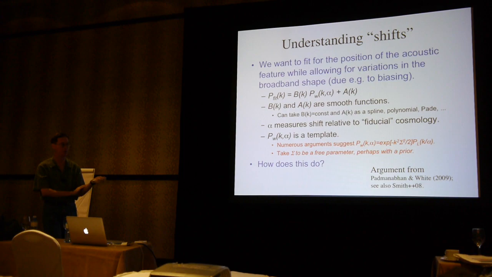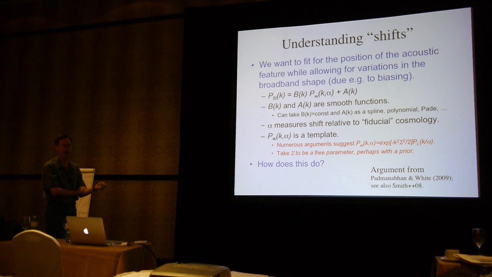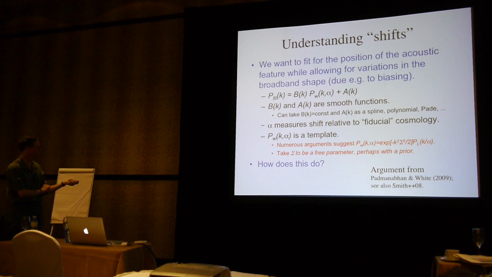Alpha is measuring this shift relative to some fiducial cosmology. We do have some clue as to what we're looking for after all. And this template I'm going to take to be this kind of Gaussian suppression times the linear theory, and you'll notice that the linear theory is scaled by this k over alpha. Right? And so if I move things to smaller scales, I would expect alpha to be greater than 1, for example. And I could take sigma to be a free parameter, or I could put in a prior, or I could just take the perturbation theory, and people disagree on exactly what you want to do. And so the question is, if I were to fit this, how well would I do? Right? Would I get the right answer?